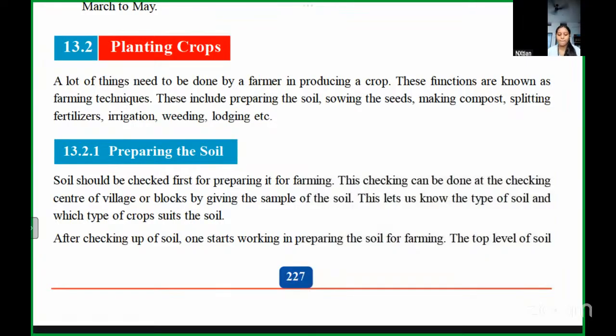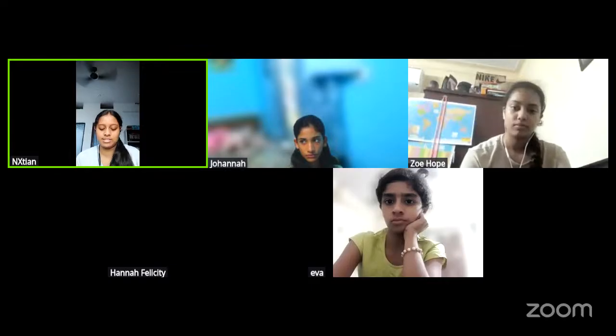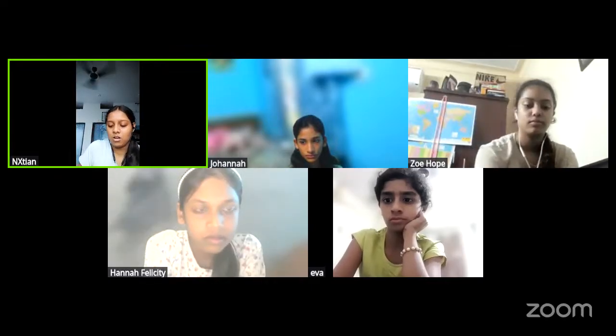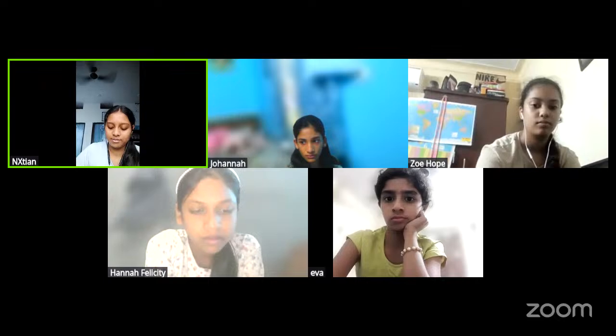The first step is preparing the soil. Now, soil should be checked first for preparing it for farming. What is the meaning of checking the soil? See, different types of soils are there. Do you know that? Different types of soils are there, such as loamy soil, clay soil, red soil, black soil. I will show you one image, types of soil.